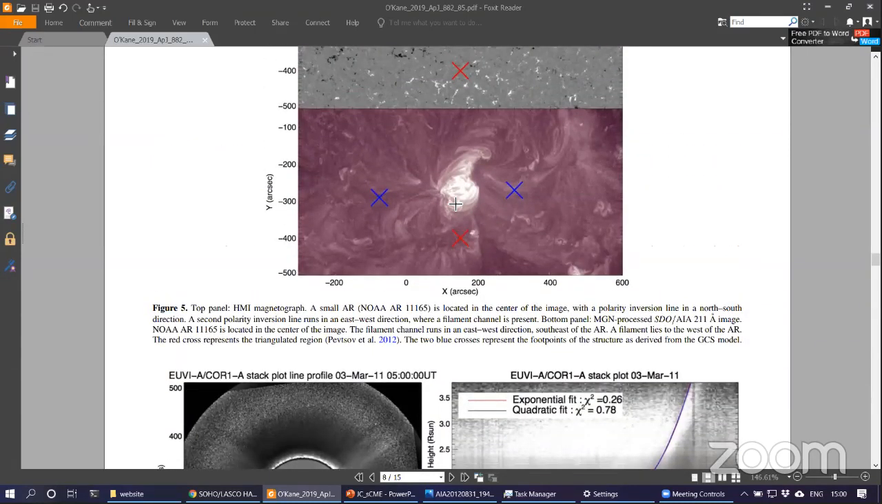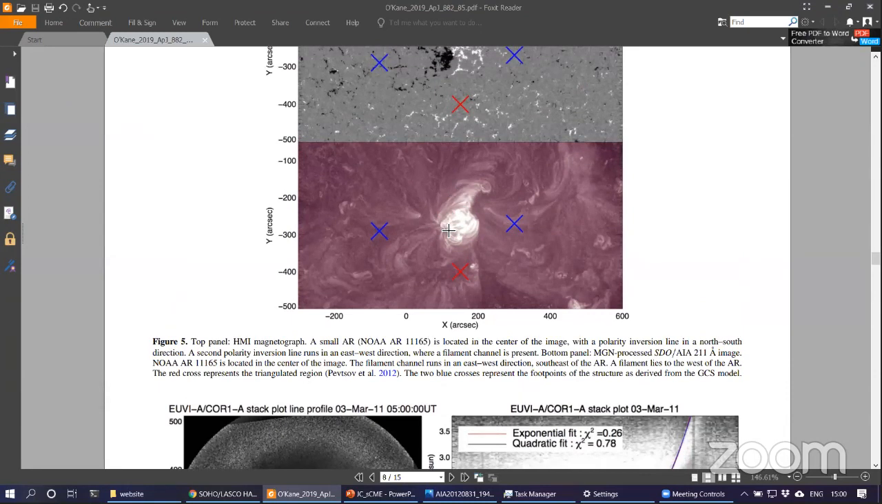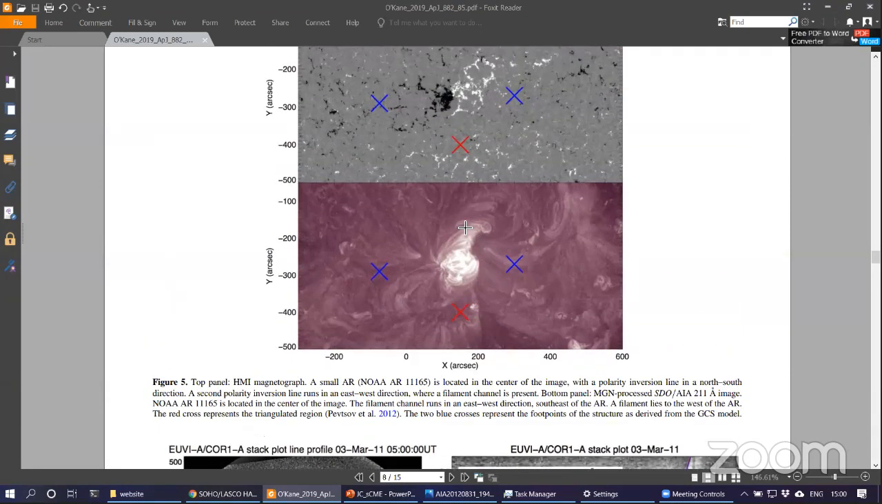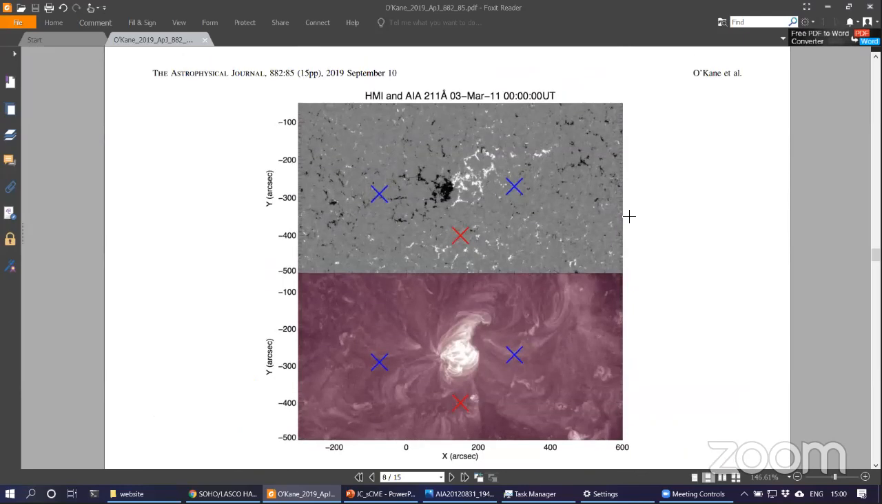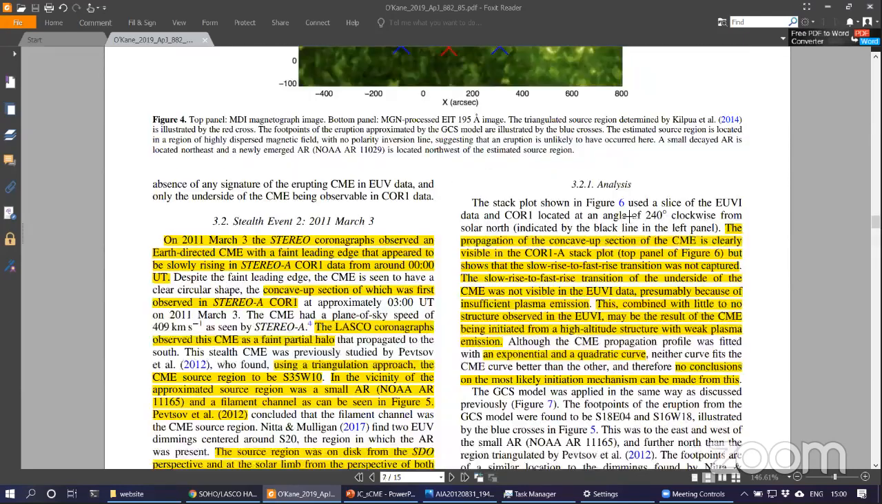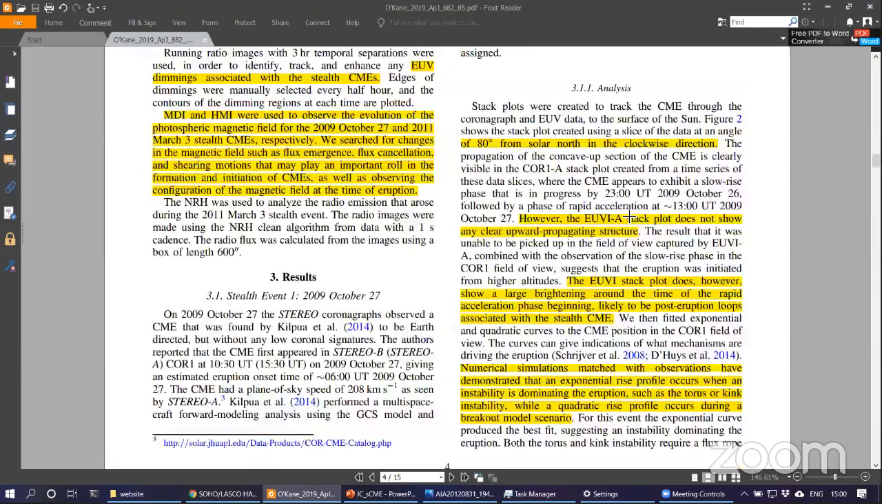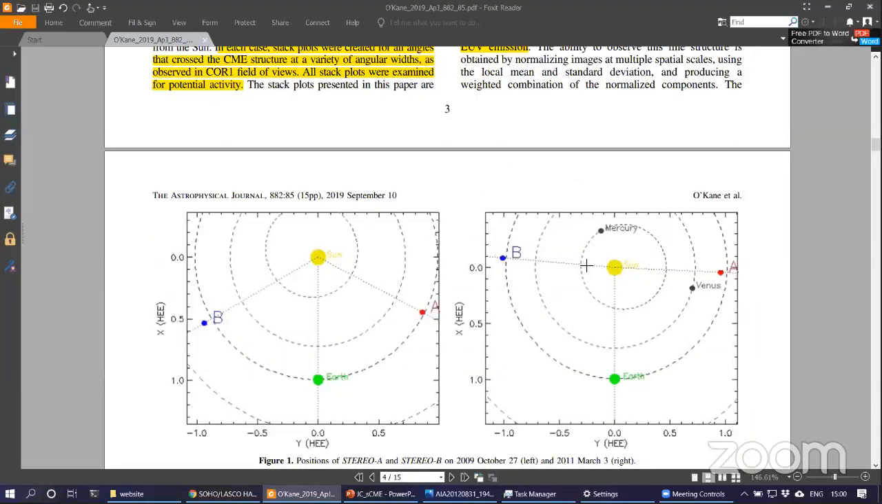And the source region, again, so it can be believed that this particular location may be responsible. But if you just recollect the location of the STEREO spacecraft for this particular event, they are located about 180 degrees apart from each other, and the CME is more or less towards the Earth. The second event, 3rd March 2011.